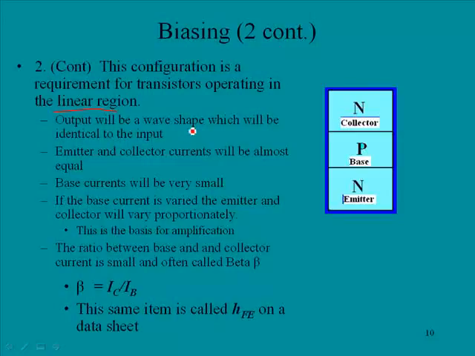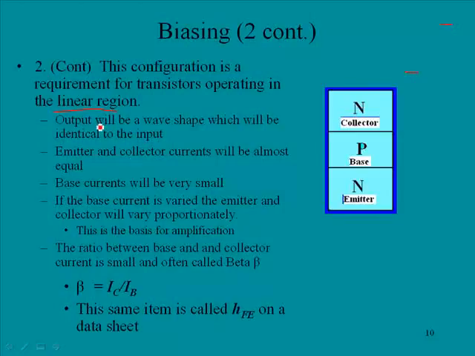Now when you have cutoff and saturation, you either have a low or you have a high. There are only two conditions when you have saturation and cutoff, and this would support digital circuits. But for linear operation, the output will be identical to the input.